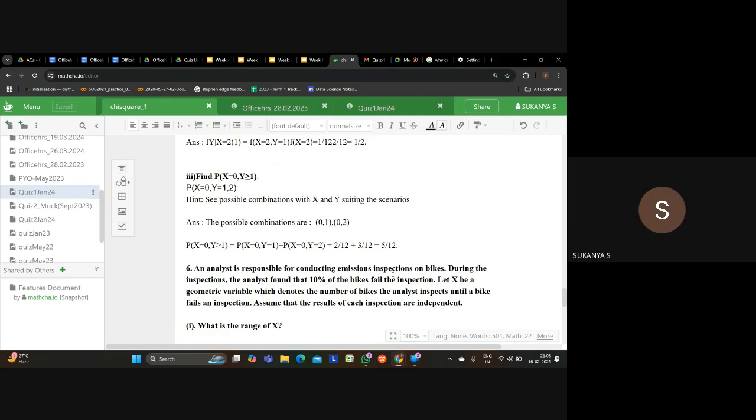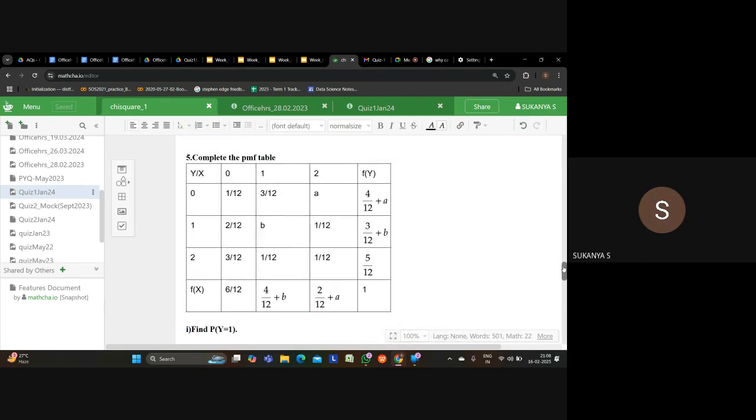Ma'am, A plus B is equal to 0. How is that? That is, the sum of every element of your joint PMF should be equal to 1, no?